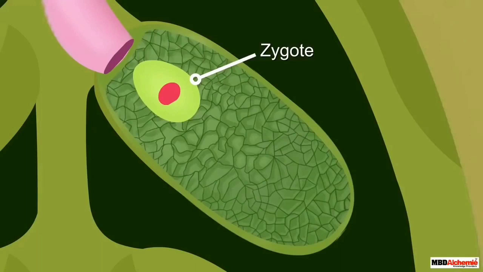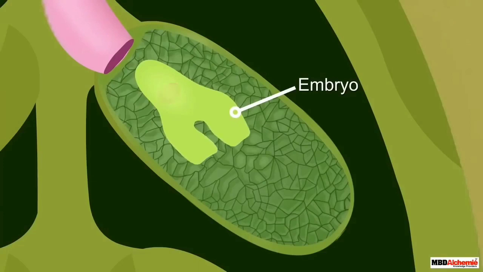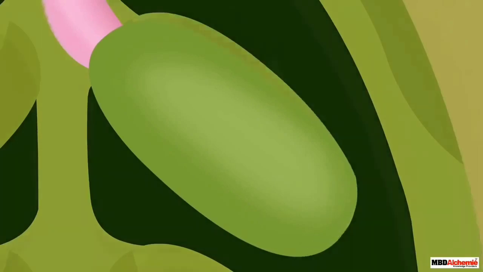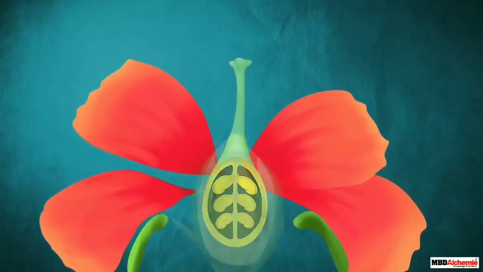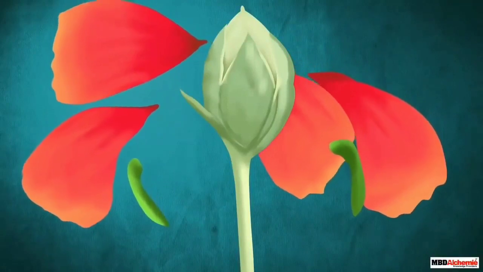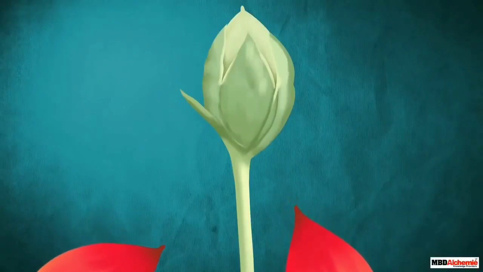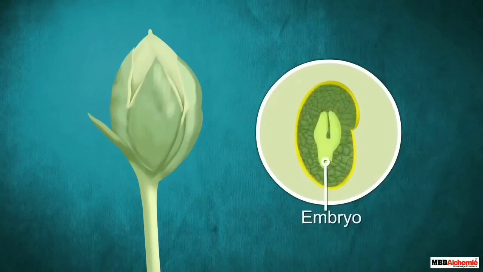And after zygote formation, an embryo develops. As you can see how an embryo develops, and you know the embryo is a baby plant, and this is how seed formation is done. After this, the petals and sepals separate and wither off, and the seed is formed inside a fruit. So this is how a baby plant is born inside a seed.